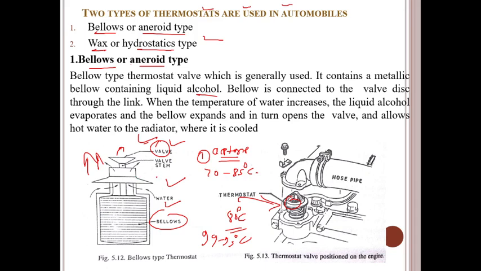Thus the thermostat controls the flow of water through the radiator according to engine cooling requirements. In this type of thermostat, the valve movement depends upon the difference between the vapor pressure in the bellows at any given temperature and the cooling system pressure. So, this is the working of the bellows or aneroid type.